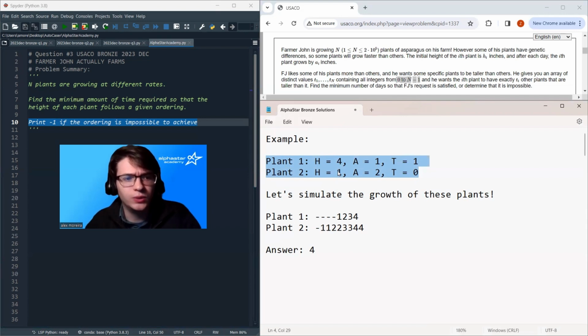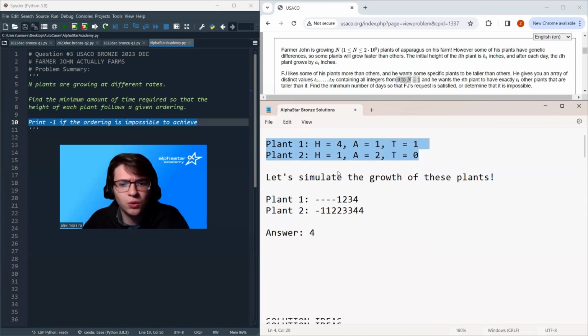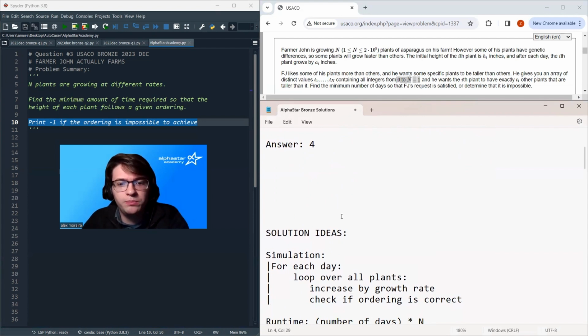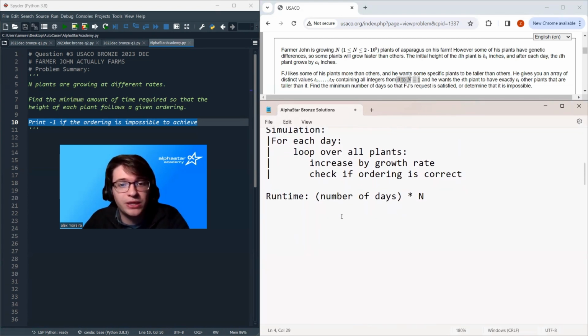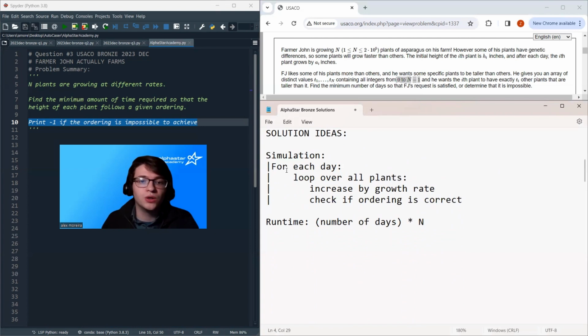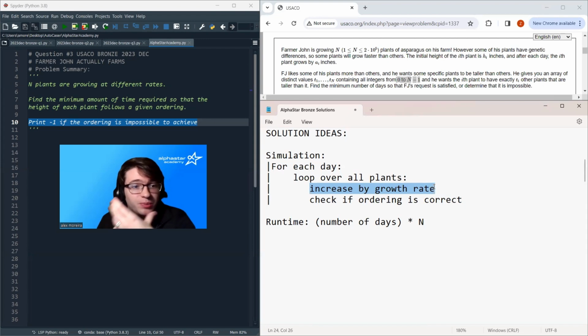And there's several different ways we can approach this problem. One way of approaching the problem would be simulation, and that's basically the idea of what we did above. So we loop over all of the days. This is a little fuzzy point: how do you classify all of the days? Because you could just go on forever. Then you loop over all of the plants, and then you increase all of the plants by their particular growth rate, and you check for that day if the ordering is correct.